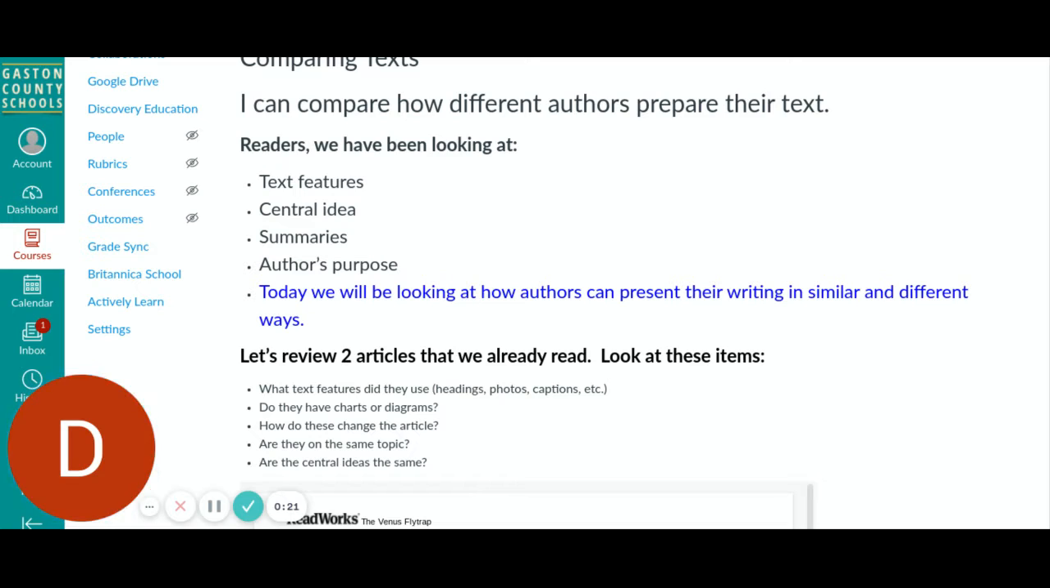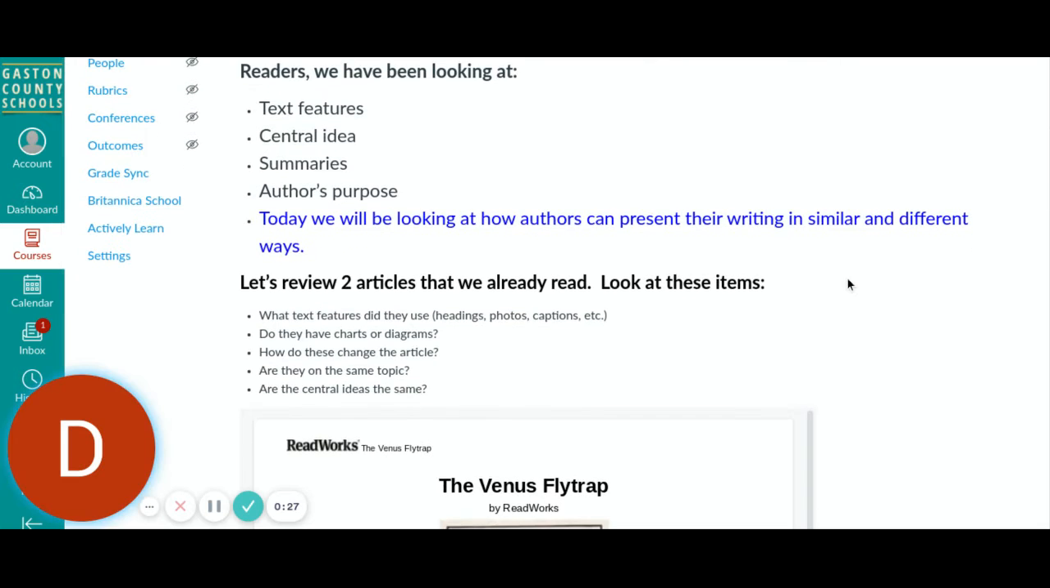We're going to review 2 articles that we've already read. All right, we're going to look at these items in the articles. What text features did they use, like headings, photos, captions, titles? Do they have any charts or diagrams? How do these change the article? Are they on the same topic? Are all the central ideas the same?